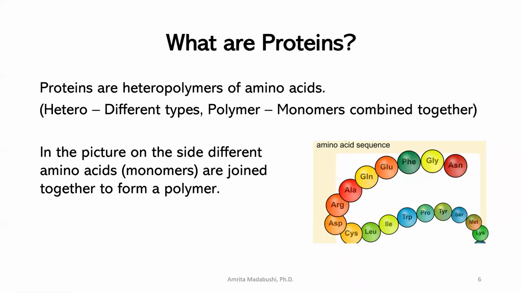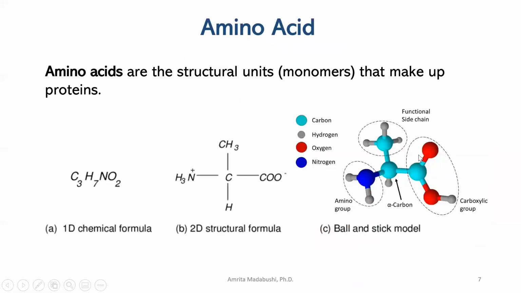Proteins are polymers of amino acids. Why are they called heteropolymers? Because hetero means different types. And if you see here, these are the amino acids that are joined together. So amino acids are the structural units, the monomers. Just like there were nucleotides and monosaccharides, amino acids are the structural units here.